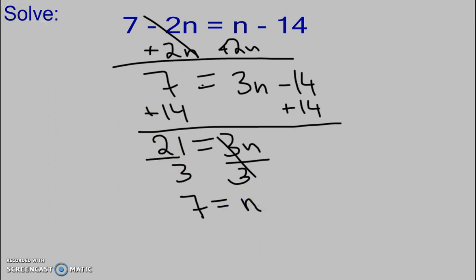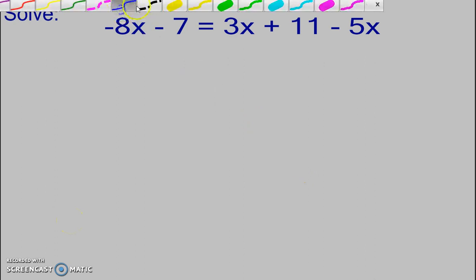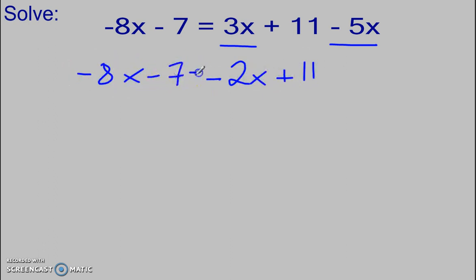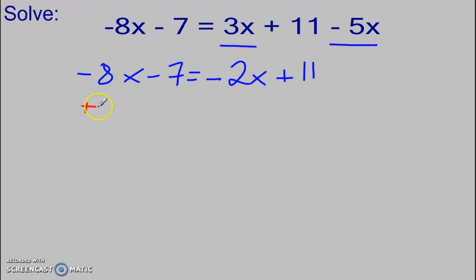So, if you have a variable term on each side, eliminate one of them. If you have two variable terms on one side, combine those first. So 3 minus 5 gives me -2x plus 11. On this side, -8x minus 7. And now I'm going to eliminate the smaller one. So that's the 8x. Add 8x to each side.